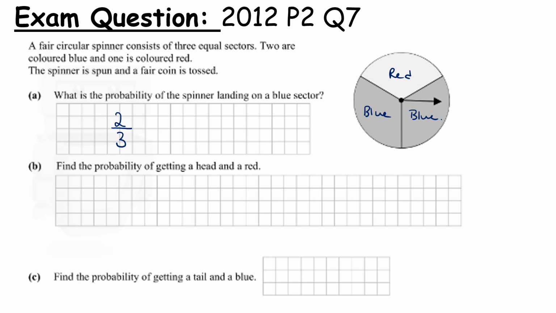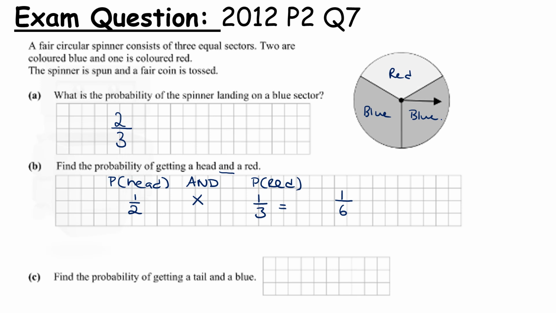Find the probability of getting a head and a red. So let's get the probability of a head when we toss the coins. That's 1 in 2. And, which means multiply, getting red. So the probability of red on this spinner is a 1 in 3 chance. When we multiply our fractions, we multiply across the top. So 1 by 1 is 1, and across the bottom, 2 by 3 is 6. So I have a 1 in 6 chance of that happening.